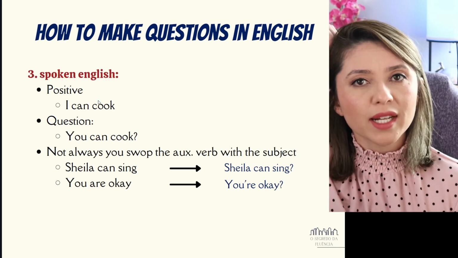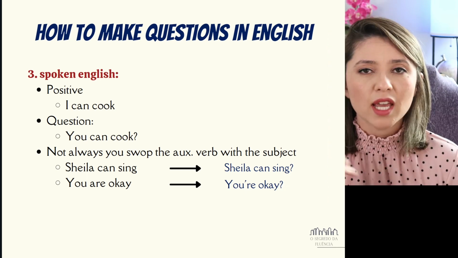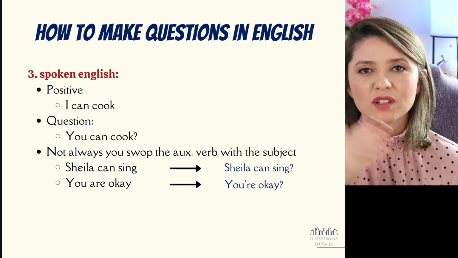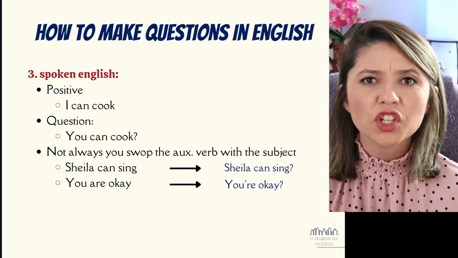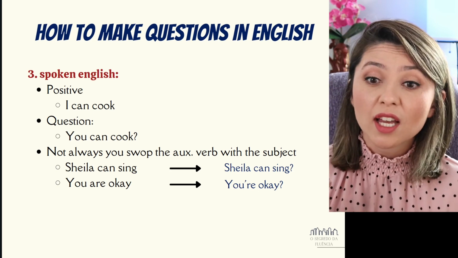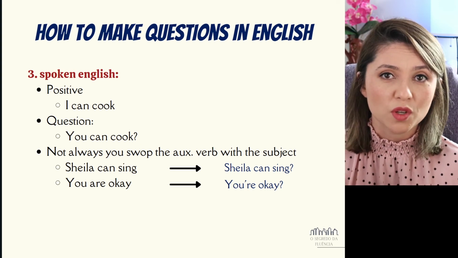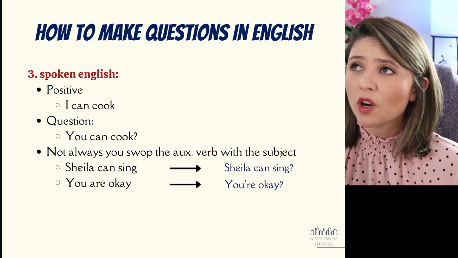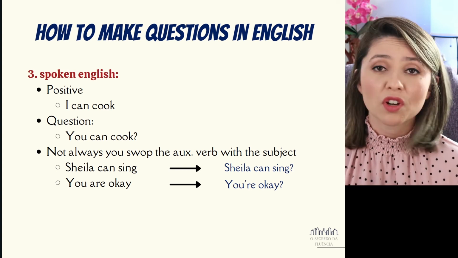But in spoken English, not always are we going to swap the pronoun with the subject. In spoken English, you've got to relax a little bit more. You don't have to follow the grammar rules strictly. So I can say I can cook, or can you cook? Or you can cook? Because I'm using my intonation, sometimes it's okay not to swap those two. So that's why your intonation is very important. Instead of just worrying about swapping the pronoun with the auxiliary verb, just use your intonation.